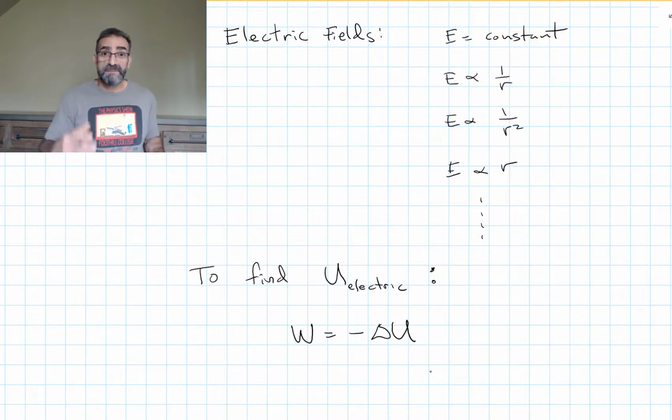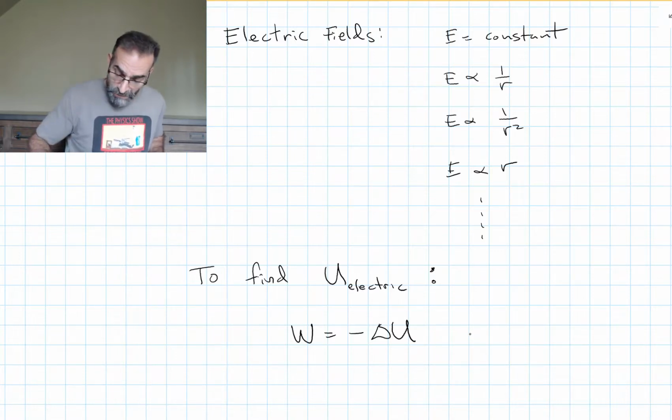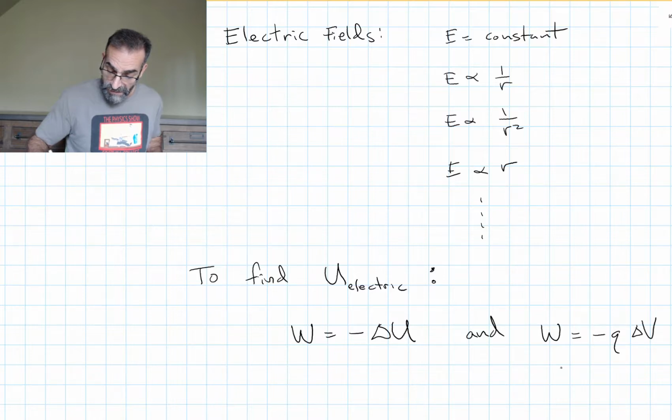We found the work done by the spring force and said, let's set that equal to negative delta U, and we came up with the spring potential energy 1/2 kx squared. We did the same thing for the force of gravity when it was constant, and we got mgy. When it was the general form for the gravitational field, we got negative G m1 m2 over r. We used this form. We found the work done by integrating F dot dx and setting it equal to negative delta U. We also know from our definition that the work done by the field is negative q delta V.